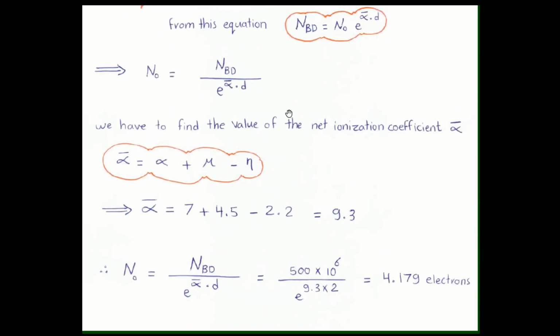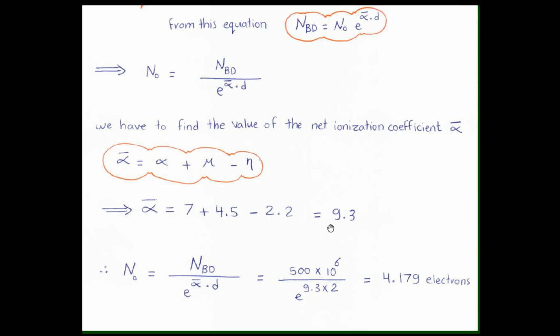Okay, so we have to find the value of the net ionization coefficient. We will call it by this symbol. It will be equal to the ionization plus photoionization minus the attachment coefficient. The value of the ionization is 7, the photoionization coefficient is 4.5, and the attachment is 2.2. You can do it without a calculator, but if you use your calculator, you will get 9.3.